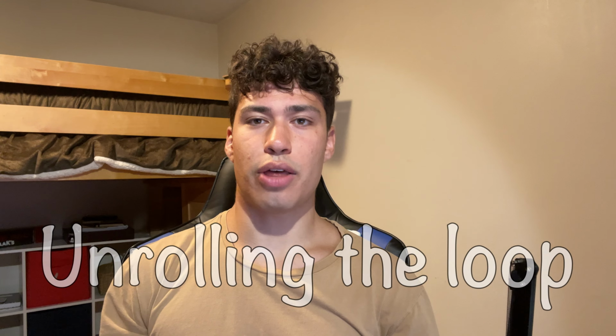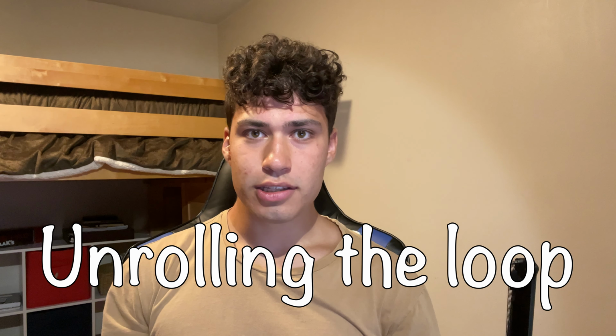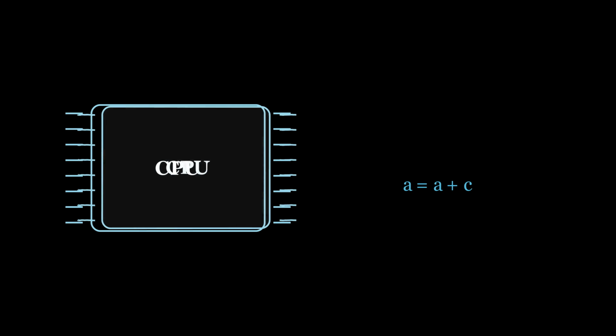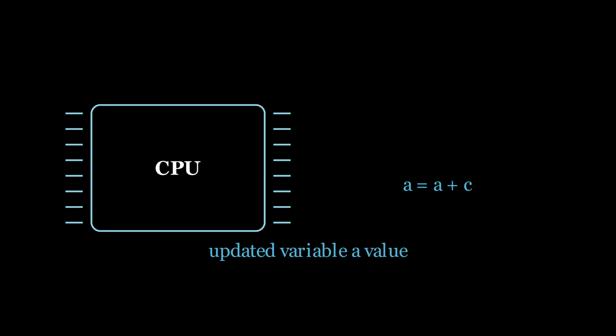Next, I need to do something called unrolling the loop. Let's say you have two instructions, A equals A plus B, then A equals A plus C. The CPU will have to wait till A equals A plus B is done because the output of that is the input for the next function, A plus C. So it won't be able to even run until the previous line is done.